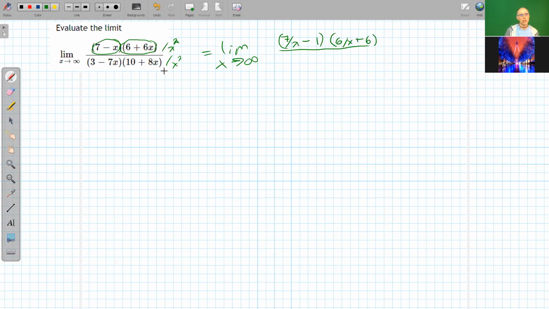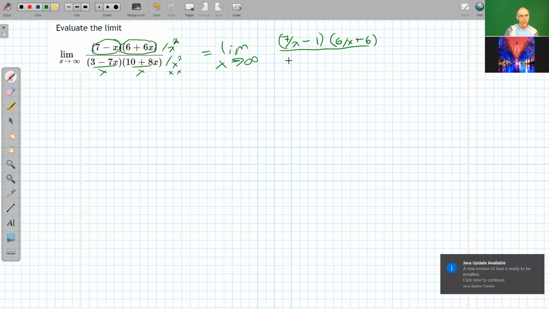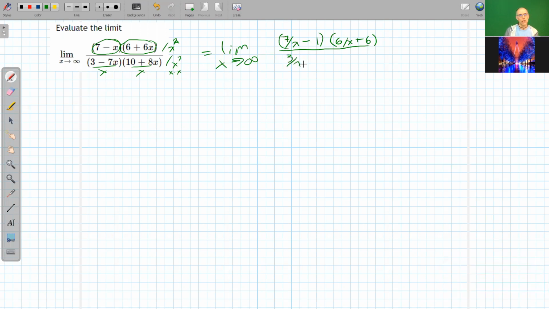In the denominator, similar thing's going to happen. We're going to split that x squared into x times x, and we're going to divide that x into each of those. So 3 over x minus 7x over x is just 7. And then 10 over x is 10 over x, and 8x over x is just 8.